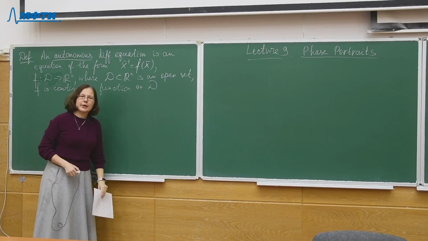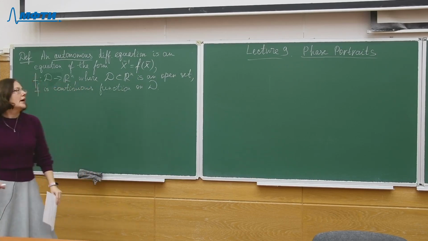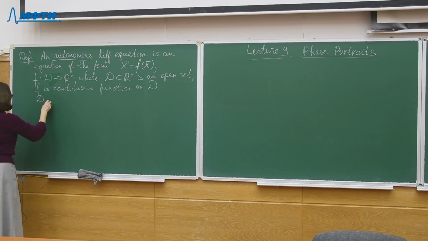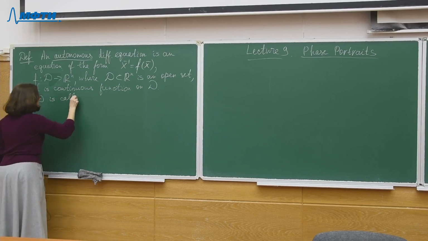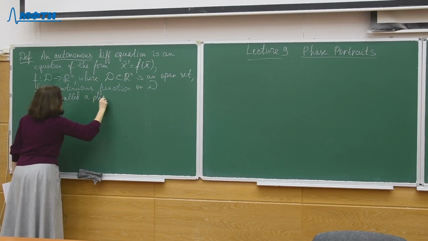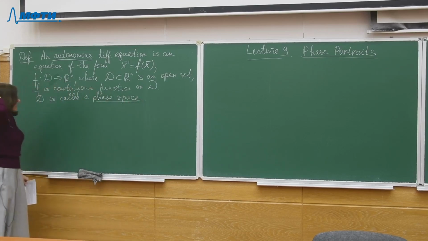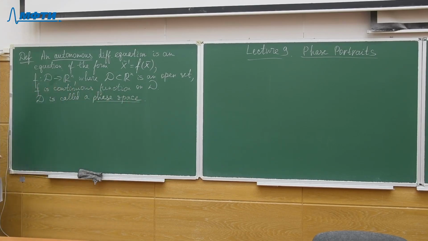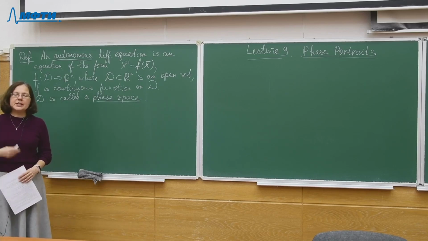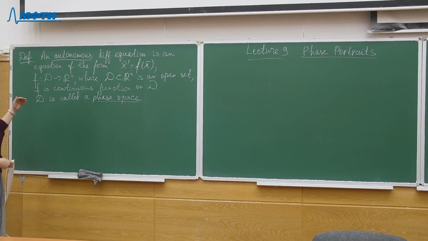And in this case, we can consider phase diagrams. So D is called a phase space. And we will consider orbits or phase trajectories in D. So today we will not speak about integral curves. Integral curves and phase trajectories are different things. Okay, today we will speak about phase trajectories.